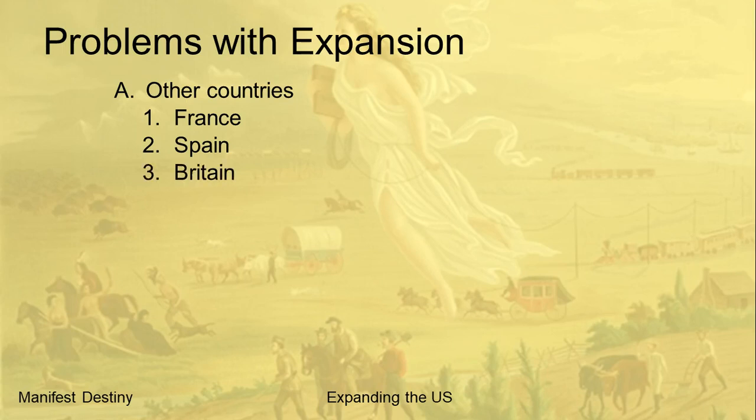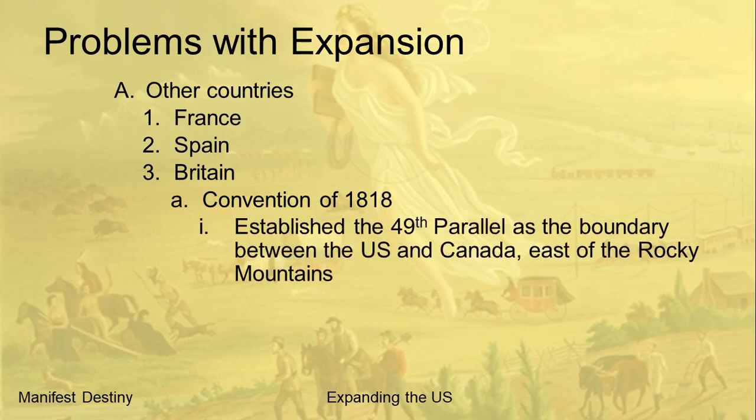One of the other problems is Britain. Okay, Britain's up there. They control Canada, and we have issues with British Canada. Some border issues had to be solved. And so part of the steps to solving that, in 1818, there's a treaty that's signed. We call it the Convention of 1818.